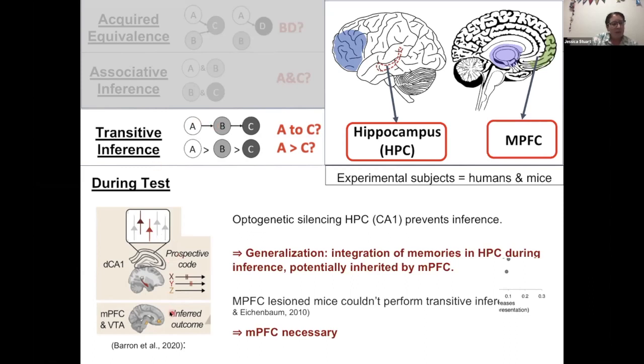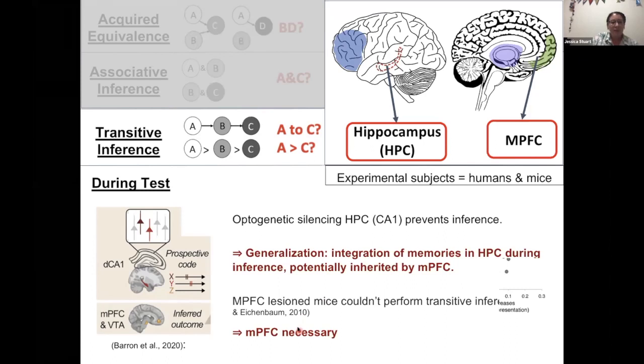At the same time, during the test, they found the activity in the medial prefrontal cortex and the VTA would start to become more similar for representations of the X and the Z, which in this case is the B and the C. So therefore they concluded that the hippocampus is doing a prospective code, which is then translated to the medial prefrontal cortex to make the inferred outcome. And in the same experiment, they actually did optogenetic silencing of the hippocampus and found that this prevented inference. And in a completely different study using transitive inference in mice, it's also been found that if you lesion the medial prefrontal cortex, then they can't do this inference either. So the medial prefrontal cortex also seems to be quite necessary for this.